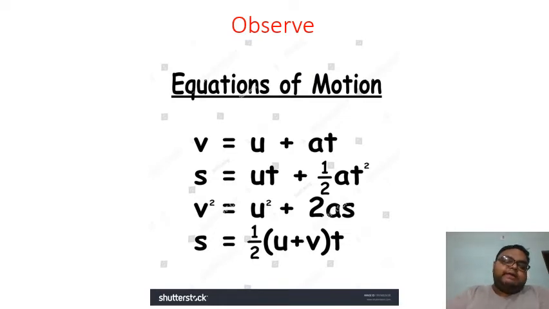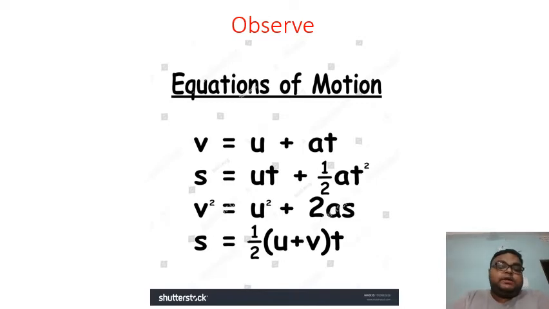So students, I will just ask you to observe what you can see in this picture. Okay, students? Just try to observe what you can see in this picture. Yes, these are various equations of motion. Yes, students, these are the various equations of motion.